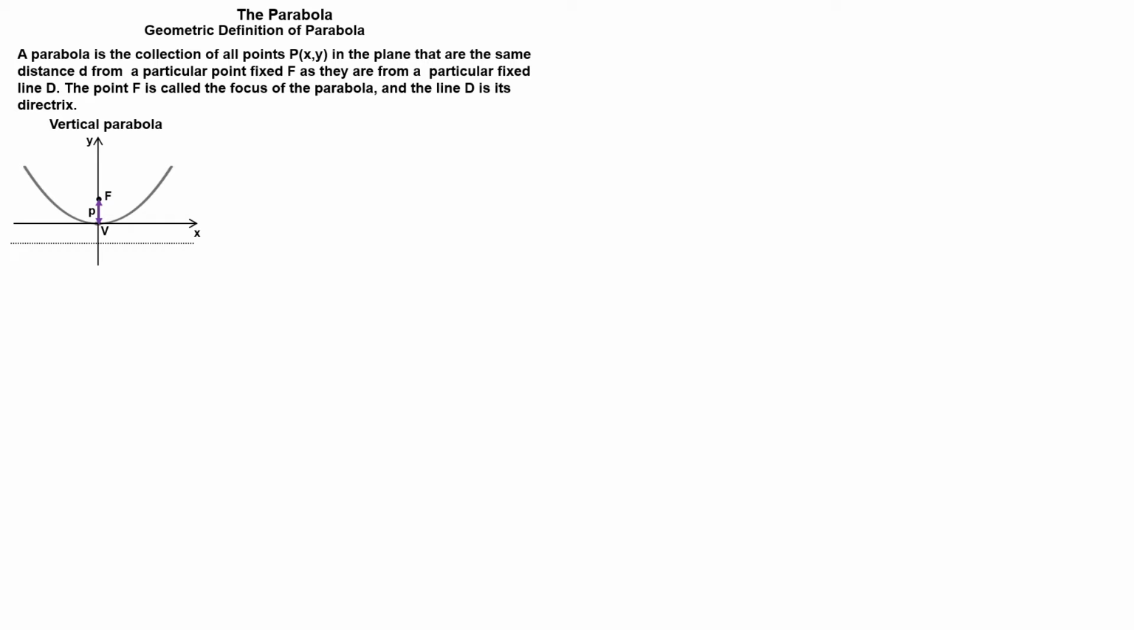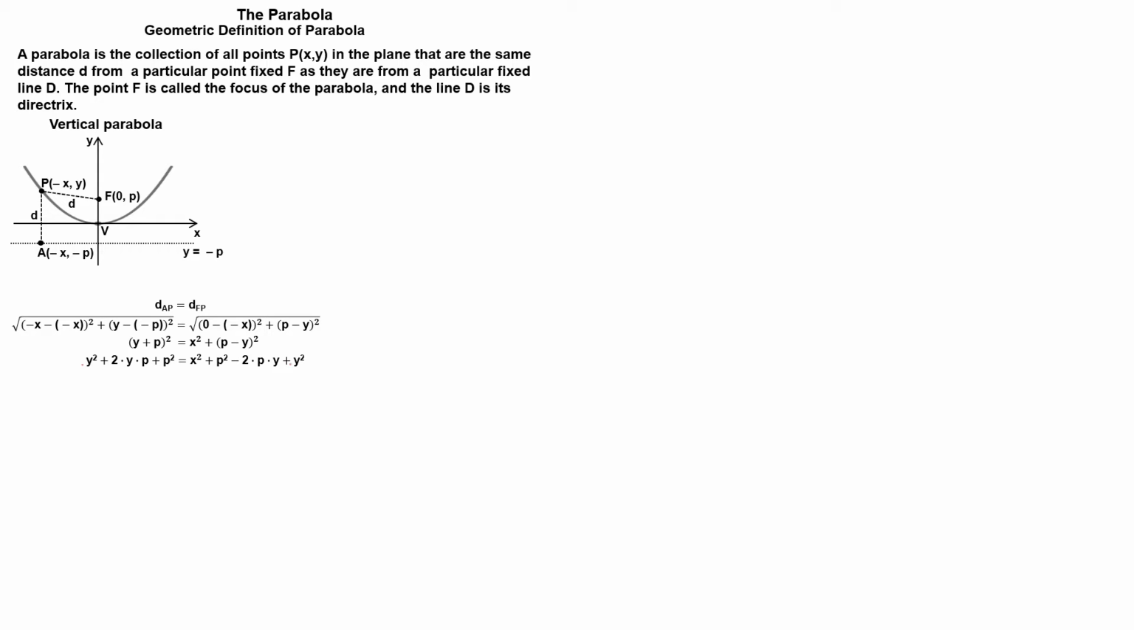Let's draw the directrix line. The distance p from the origin to the focus will equal the distance from the origin to the directrix. So the directrix has equation y equals minus p. Let P(x, y) be any point on this parabola. The distance from this point to the focus must be the same as the distance from this point to the directrix. And using the distance formula and a little algebra, we get the equation of a parabola. Pay attention. This is the equation of a parabola in standard form with vertex at the origin.